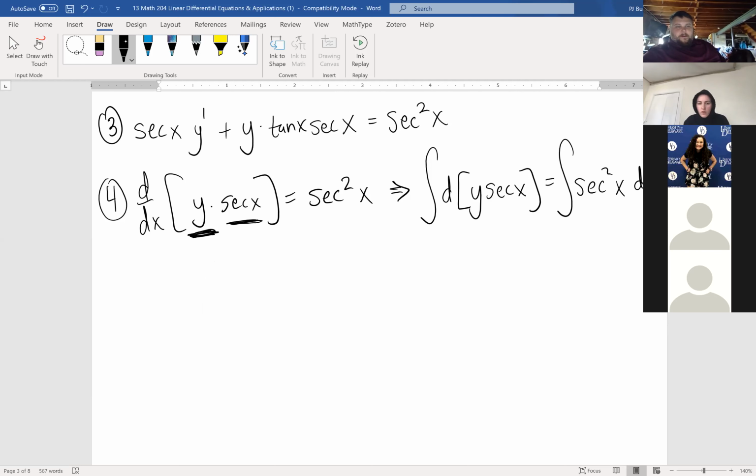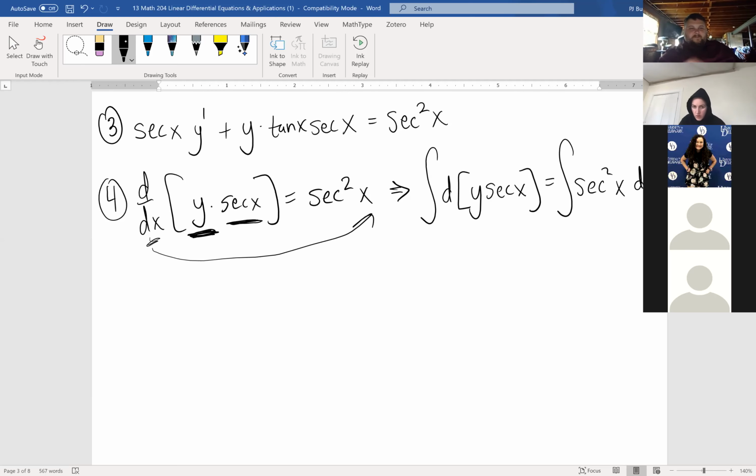And then once you're there, you can take this dx and move it to the other side, which is my next step here. And once you do that, you integrate. The left-hand side's great. It always is lovely because it just comes out as whatever's inside those brackets. And then the right-hand side, what's the integral of secant squared? Tangent. So it's tan.